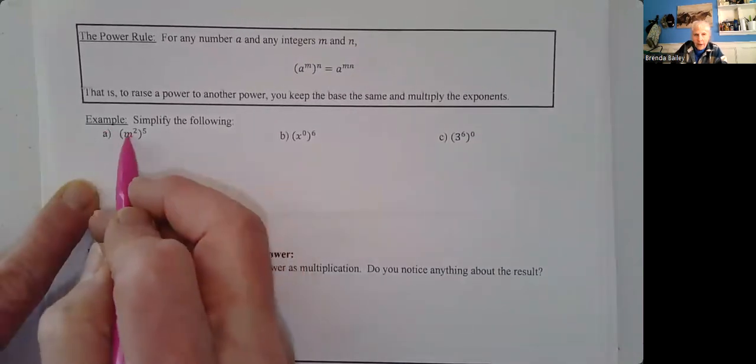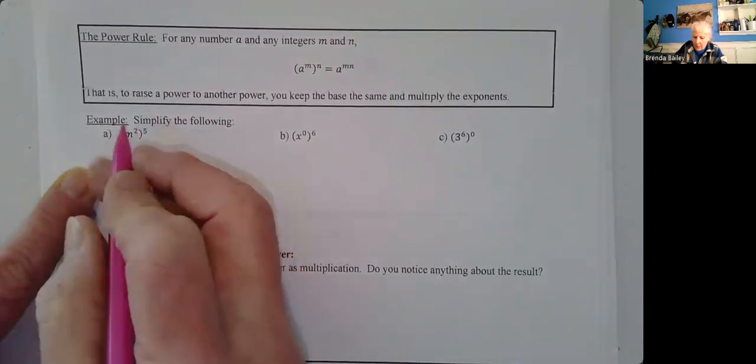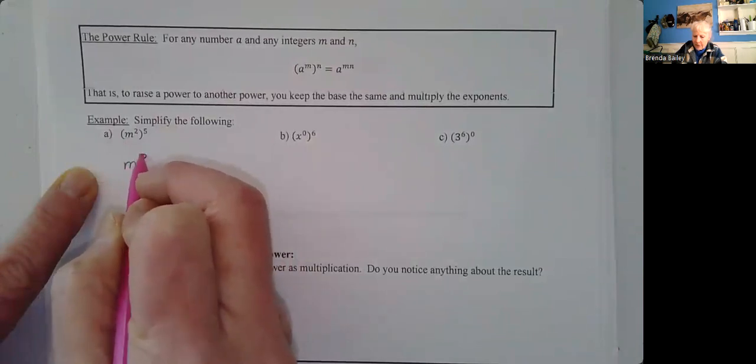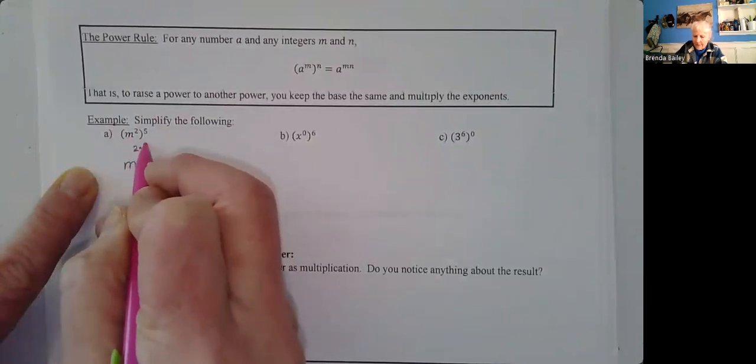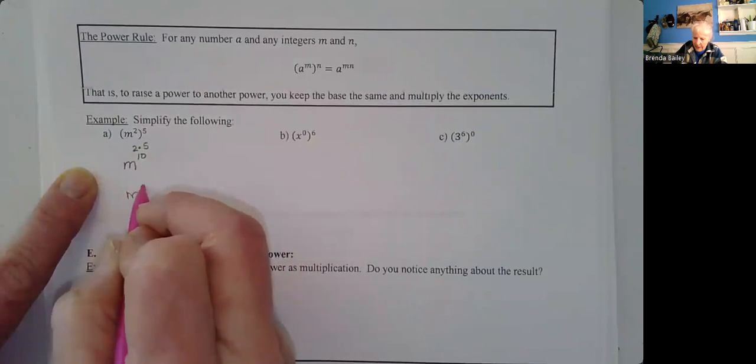Again, m squared to the 5th power. What this would be equal to is m to the 10th, because you take 2 times 5, you multiply those together, m to the 10th. I'll write it down here.